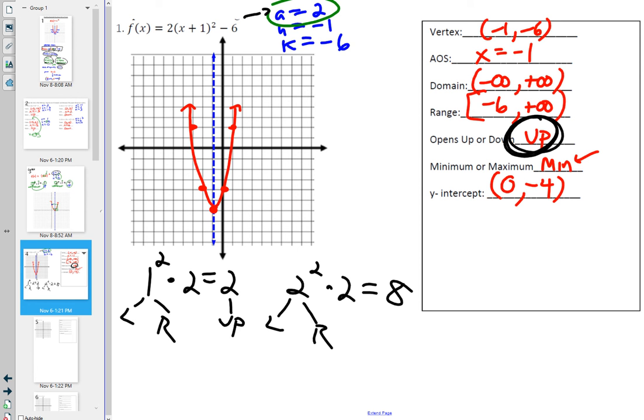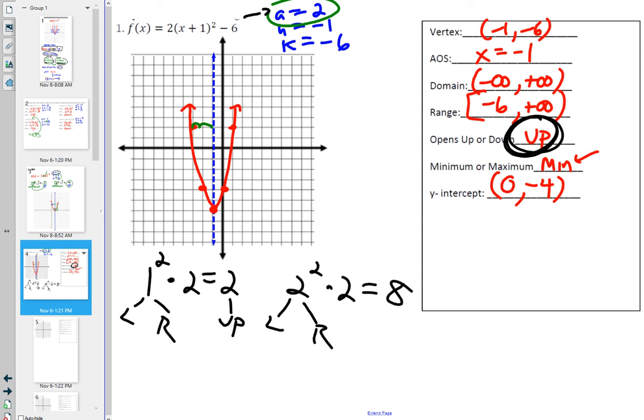You just flip them over the axis of symmetry. This is 1 space away, so you flip it around and do 1 space away on the other side. Parabolas are symmetrical. You're using it like a mirror. This is 2 spaces away, so I go 2 spaces away on the other side and put a point. What is the distance from this point to the axis of symmetry? It's 2 spaces away. So if you put a point 2 spaces away on the other side, there's a point.